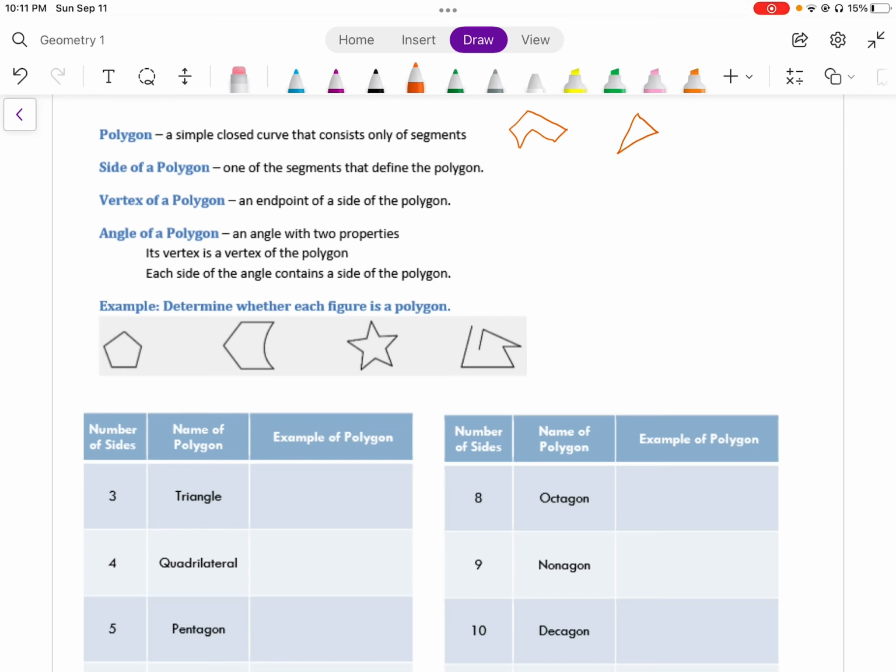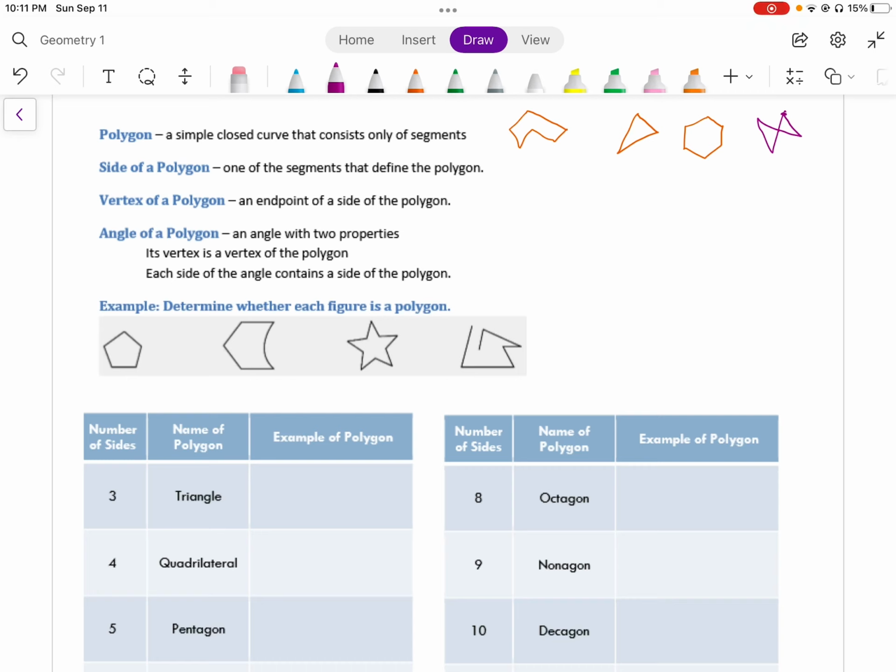Triangle. It's a polygon. So those are some examples of polygons. And let's put a purple one. This is not an example. So this one's made only of segments. It's a closed curve, but it's not simple. So the purple ones again are not.